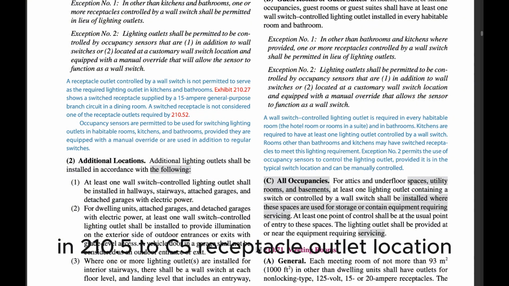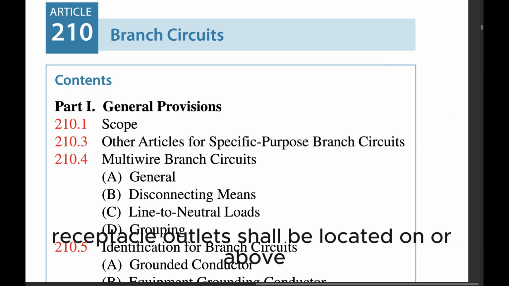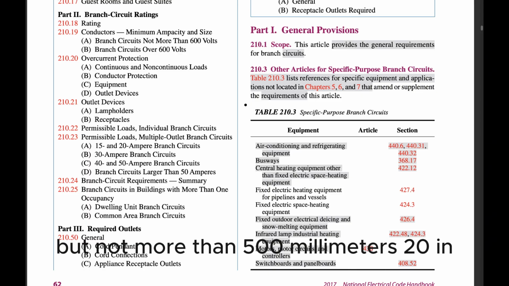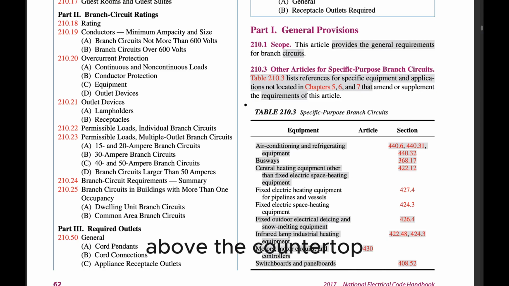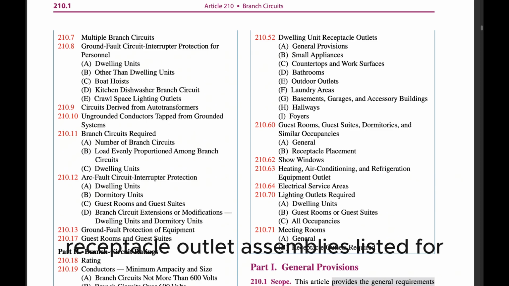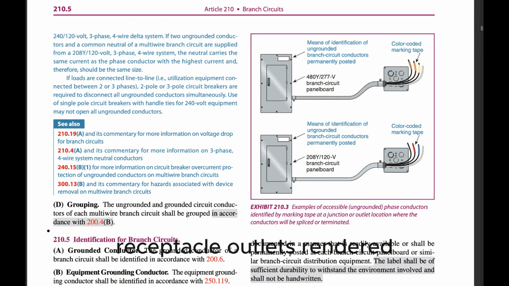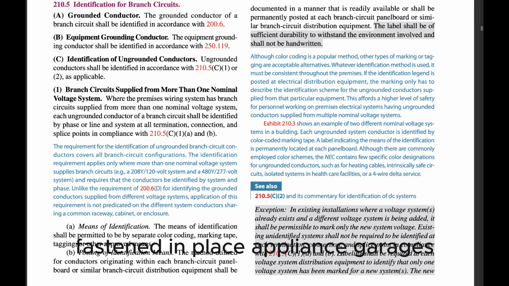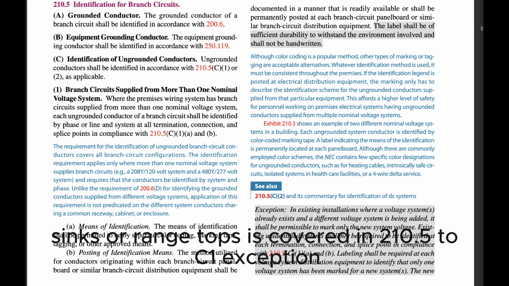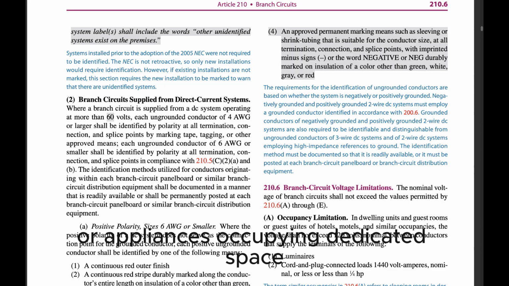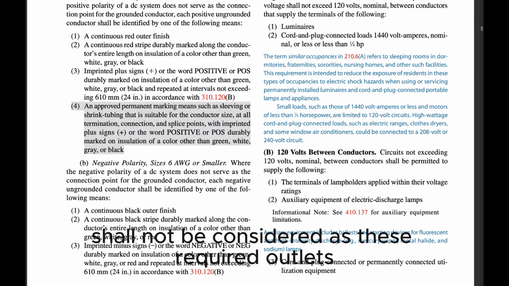(5) Receptacle outlet location. Receptacle outlets shall be located on or above, but not more than 500 mm (20 in.) above the countertop. Receptacle outlet assemblies listed for the application shall be permitted to be installed in countertops. Receptacle outlets rendered not readily accessible by appliances fastened in place, appliance garages, sinks, or range tops as covered in 210.52(C)(1) exception, or appliances occupying dedicated space shall not be considered as these required outlets.